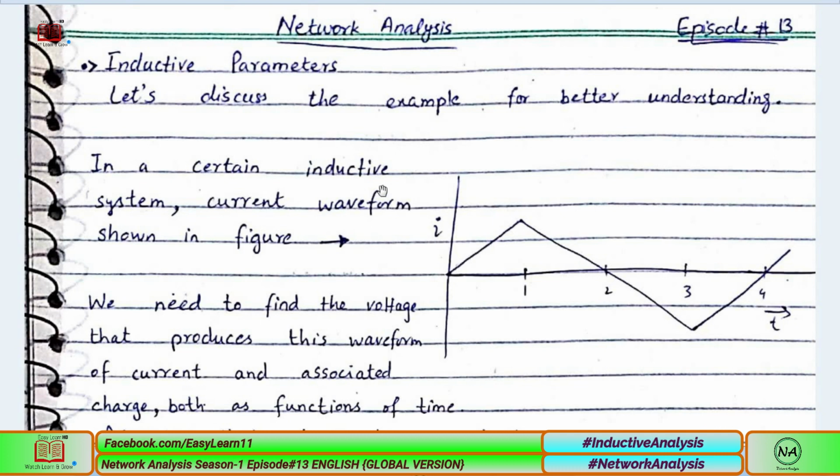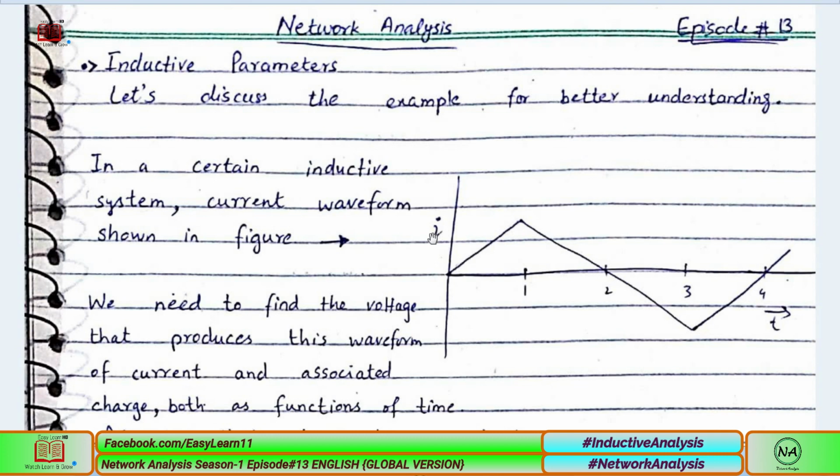In a certain inductive system, any type of inductive system, the current waveform is shown in this figure. This is a specific type of sinusoidal wave. We are not interested in how it is drawn or why I drew it in this specific shape. Actually this is given. We just want to discuss that this is a waveform, and if this waveform is provided to us and in a question the examiner asks us to calculate the voltage or charge, then what will we do? We need to understand the parameters.